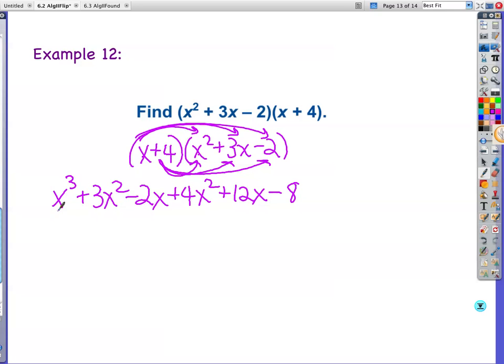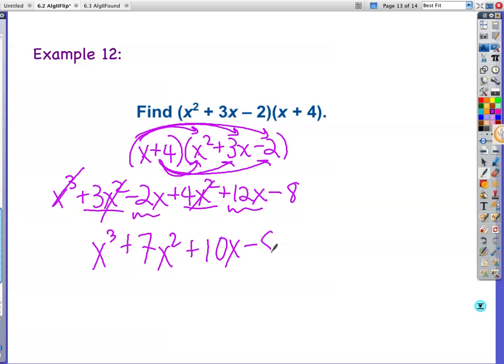Combine like terms, x cubed comes next. I don't have any, oh here I do. 3x squared and 4x squared is 7x squared. Negative 2x and 12x is 10x. And then we have minus 8.